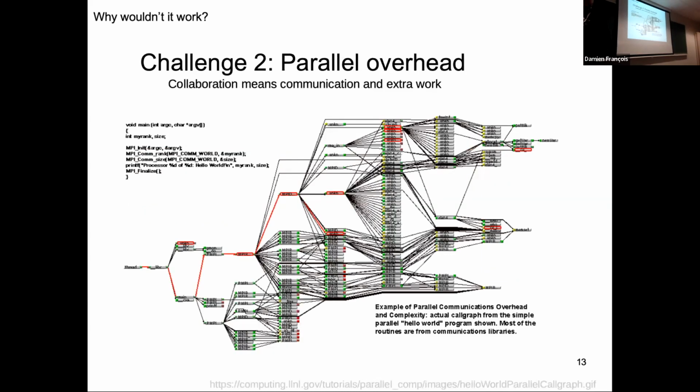Another challenge is the parallel overhead. This is a call graph of this program, and this little program just issues a hello world in parallel on multiple nodes. In this whole call graph, maybe only this part is related to writing something to the screen. All the other functions are just there to make sure that the parallel software can synchronize, can exchange data, and can actually start on multiple nodes. So there's a lot of overhead when you start a program that needs to distribute its work across multiple nodes.